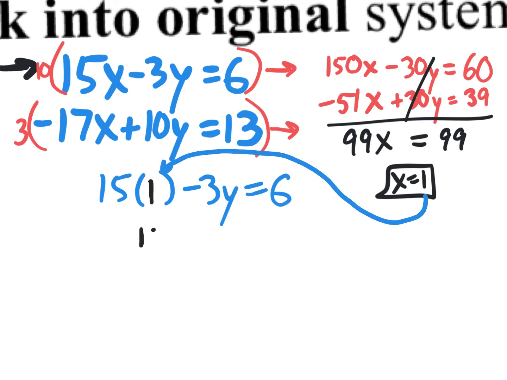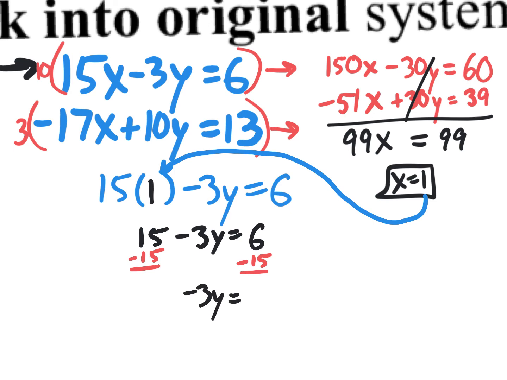15 times 1 is 15. 15 minus 3y equals 6. So I need to get y by itself. We're going to subtract 15. Subtract 15. We will end up with negative 3y equaling, what is that? Negative 9? Yeah. Final step would be to divide by negative 3. Divide by negative 3, giving me what? Y equals 3.